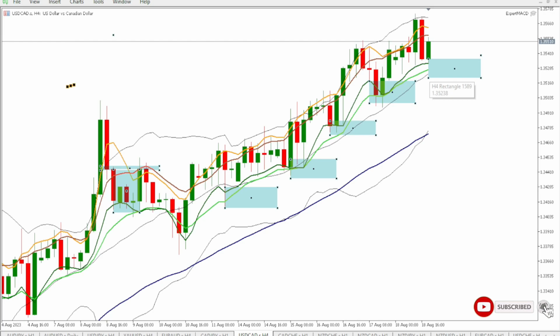Now that we are late, it's time for us to know how to multi-time frame so we can have the perfect entry for this, our re-entry. But you get what I'm saying, guys.